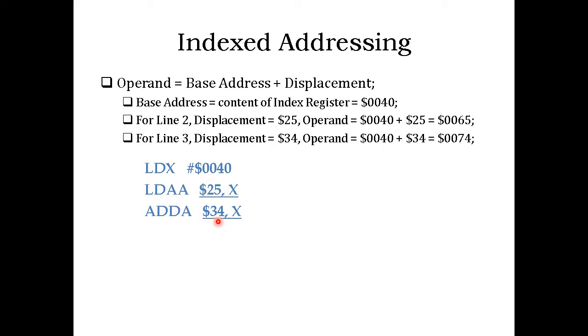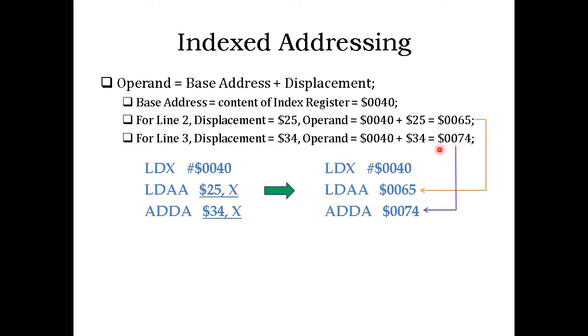So from here we can just apply the formula and calculate the operand. Look at how we calculate the operand for line 2. We just added 0040 plus 25, that's my base plus displacement, and we got the operand, which is 0065. And for the third line, base address plus displacement, again we got the operand, which is 0074. Now once we have the operands, we can replace these three lines by the three lines at the right side. I just replaced the operand part by the operand we calculated.